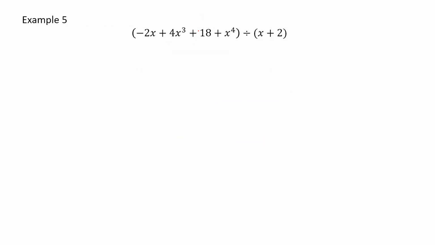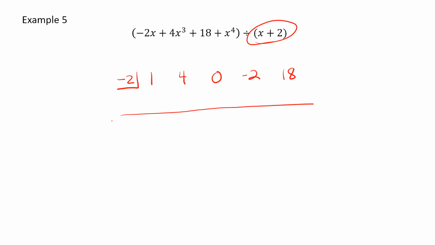All right, here's another one. We're dividing this time by x plus 2, and the number that makes x plus 2 equal to 0 for x would be negative 2. So negative 2 goes into our bracket. Now we write the coefficients for the powers of x. We've got 1x to the 4th, 4x cubed. We don't have an x squared term, so we have to put a 0. We have negative 2x, so negative 2, and 18. Leave a space, and put your line.